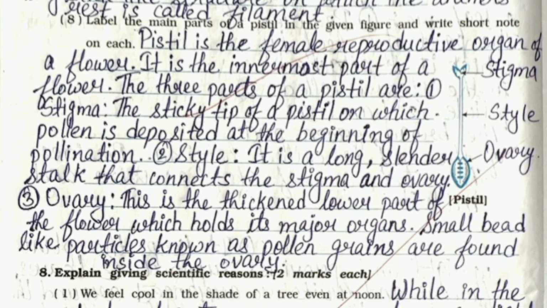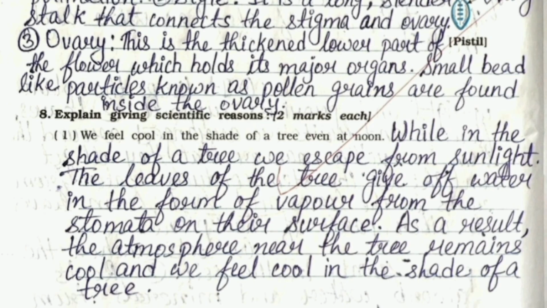Small bead-like particles known as pollen grains are found inside the ovary. Now question number 8. Explain giving scientific reasons.